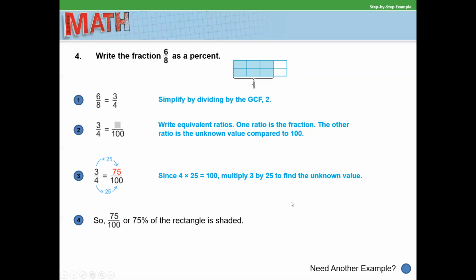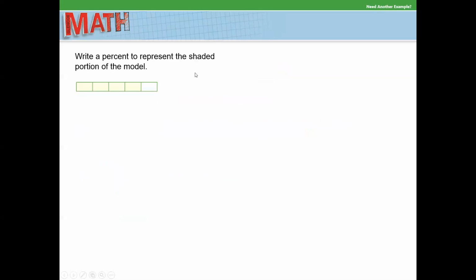Need another example? Write a percent to represent the shaded portion of the model. Going to need to think critically on this one. Press pause. Show all of your work in your math notebook. Press play when you're ready to go on.